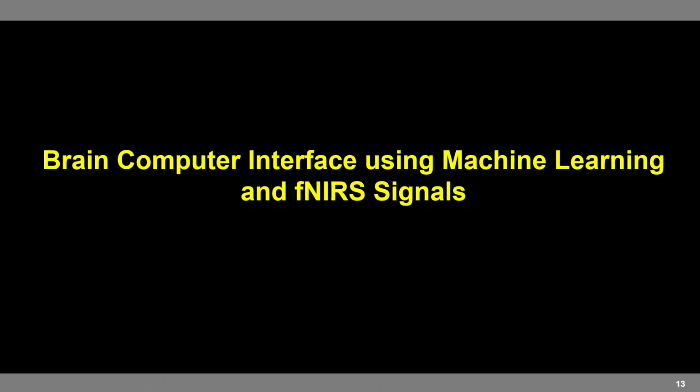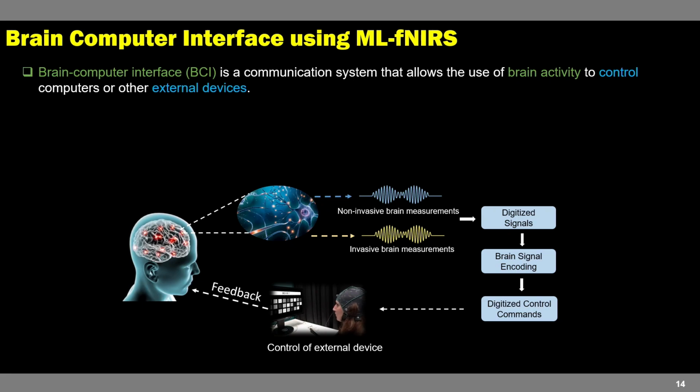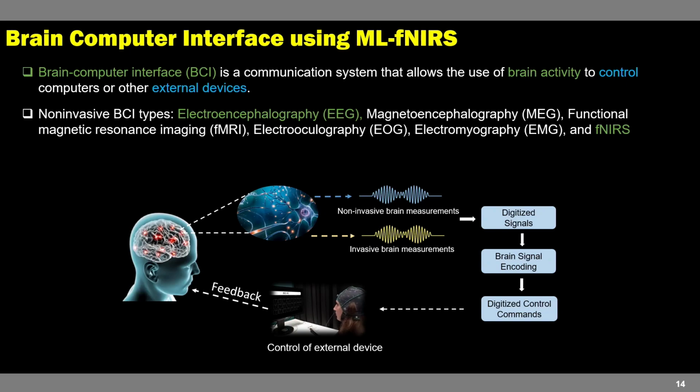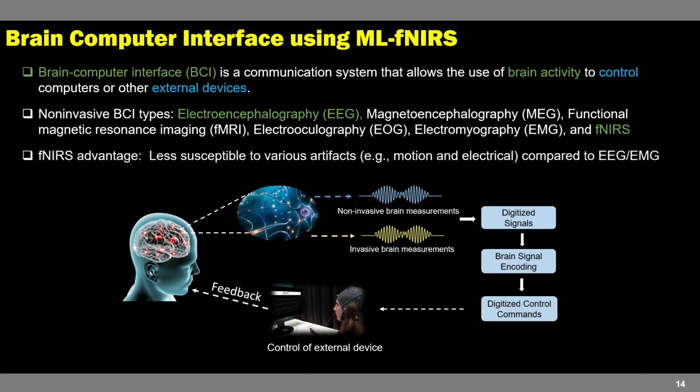So, coming to the brain-computer interface. This is also a very hot topic. The basic idea of a brain-computer interface is to track the brain activity and decode it as a control command for an outside computer or some other device. As you may know, there are a lot of BCI types. They may use EEG, ECG, MEG, or EMG, as well as fNIRS. As we mentioned previously, compared with EEG, fNIRS has less motion artifact, with moderate temporal resolution.